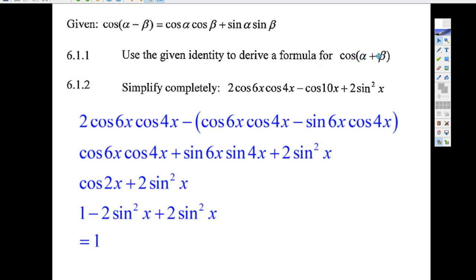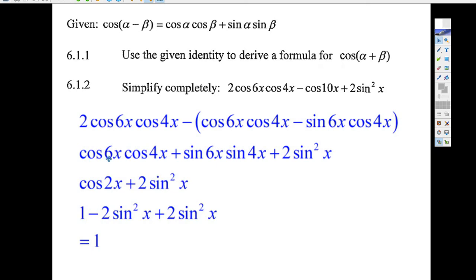And then what are we supposed to do? Cosine 10x is really cosine 6x cosine 4x minus sine 6x sine 4x. That's the double angle thing: cosine alpha cosine beta minus sine alpha sine beta. That's all we do. We just make it 6x and 4x. Now we put that in there. Hey, things are going to cancel. There are two of these minus one of these.